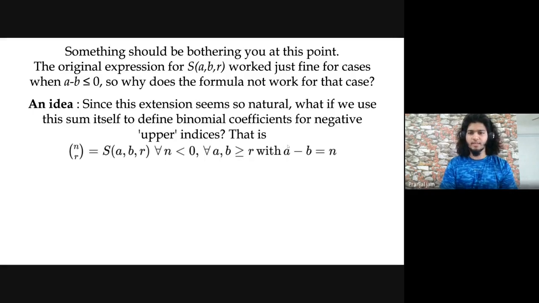So we can just assume that a and b are greater than or equal to r, and you pick any values of a and b such that a minus b is equal to minus 5, and you're done. This sum makes sense, so you can make sense of the binomial coefficient.